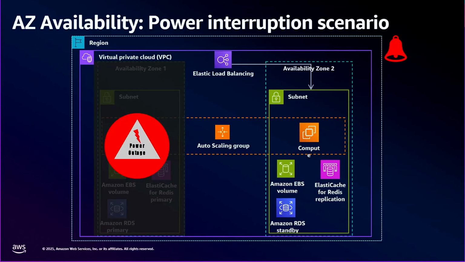And then what you should expect, if things go well, right, is your load balancer shifting traffic to the healthy AZ, the auto-scaling group spinning up new instances in the healthy AZ, your ElastiCache and RDS primaries failing over to the previous replicas.